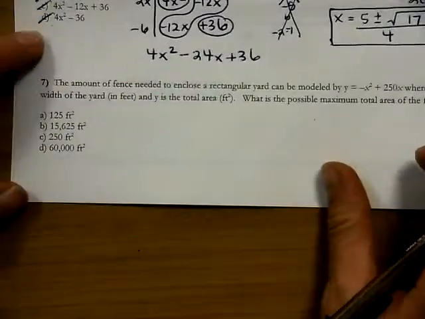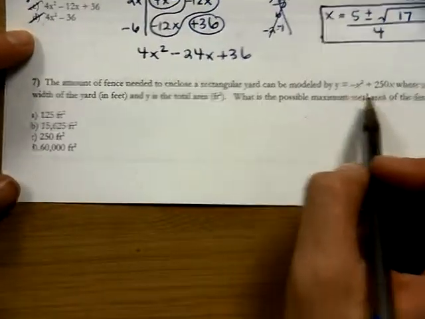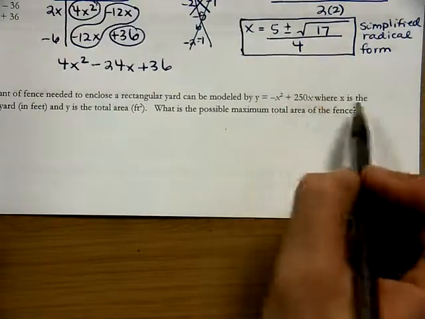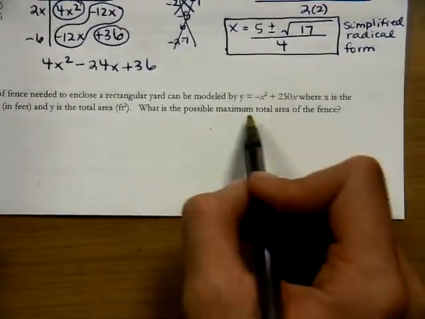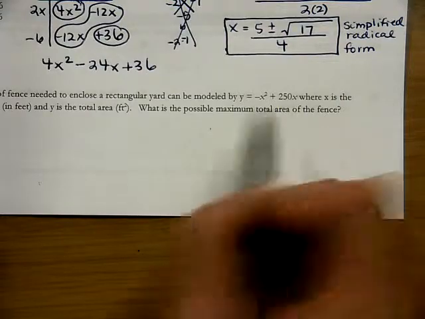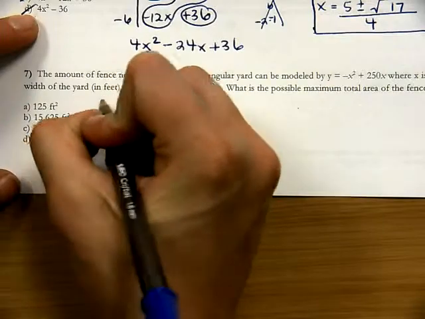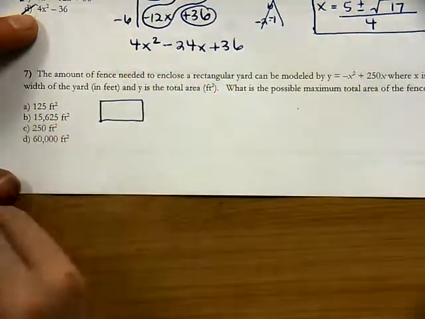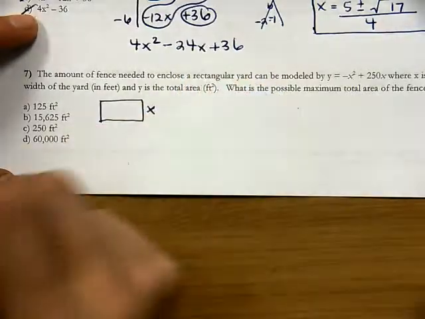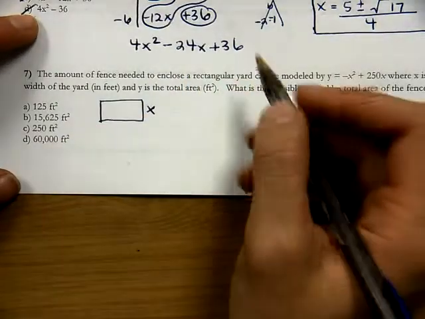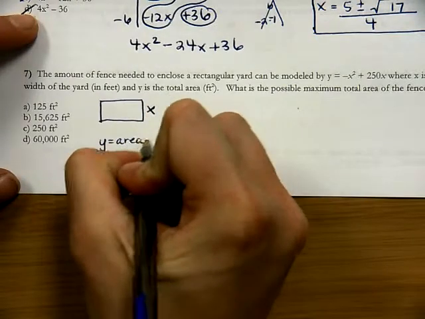Moving on to number 7. The amount of fence needed to enclose a rectangular yard can be modeled by that, where x is the width of the yard and y is the total area. What is the possible maximum total area of the fence? Okay, so let's draw a picture. We got this rectangle. We know that x is the width, so we'll make that x, and y is the area. So y equals area.